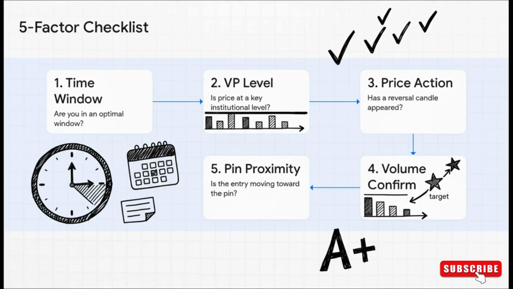So this is it. This is your pre-trade checklist. I want you to think of this like a pilot's final flight check before takeoff. Before you even think about entering a trade, you run down this list. 1. Am I in an optimal time window? 2. Is price reacting at a key institutional level? 3. Do I have a clear price action trigger, like a reversal candle? 4. Is there a volume spike confirming that trigger? And 5, the big one. Is my trade actually moving towards my target pin? When you can tick all 5 of those boxes, my friend, that is an A-plus setup.